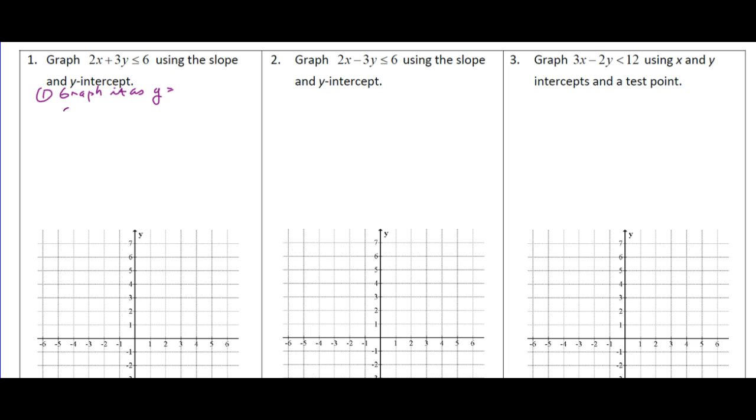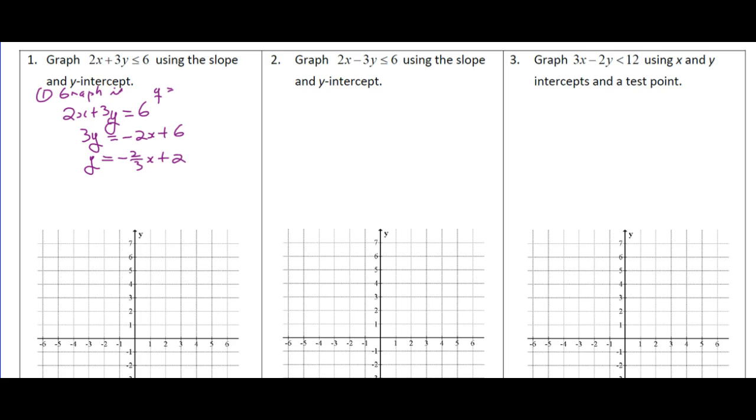We don't have to worry about the less than, greater than stuff. So what are we starting with? 2x plus 3y equals 6. 3y equals negative 2x plus 6. y equals negative 2/3 x plus 2. So all we do is solve the equation, just get it in the form y equals. That's the line that I want to graph. It's the boundary, the one line that's going to split it into two regions.